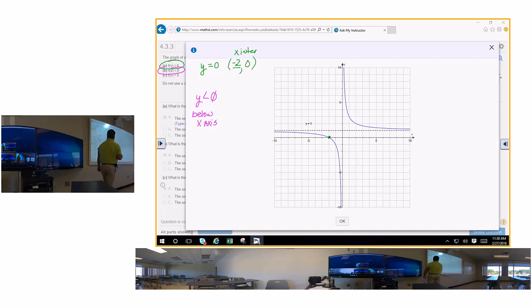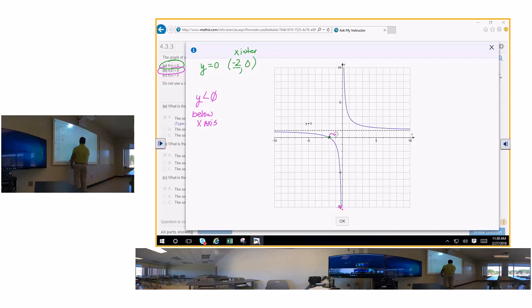Well, it's below the x-axis from here to here, because it keeps going. This keeps going, so it's never going to cross that. So here is where the function is below the x-axis. So that is from negative 2 to 0.